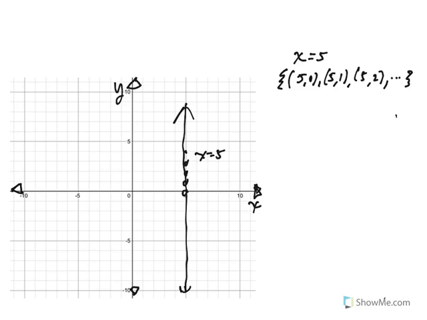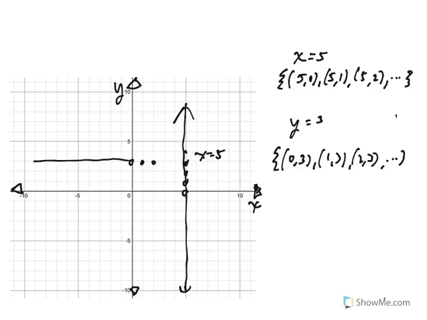On the other hand, if I say y equals 3, that has ordered pairs like 0, 3, 1, 3, 2, 3. And when I graph those, I get a horizontal line.